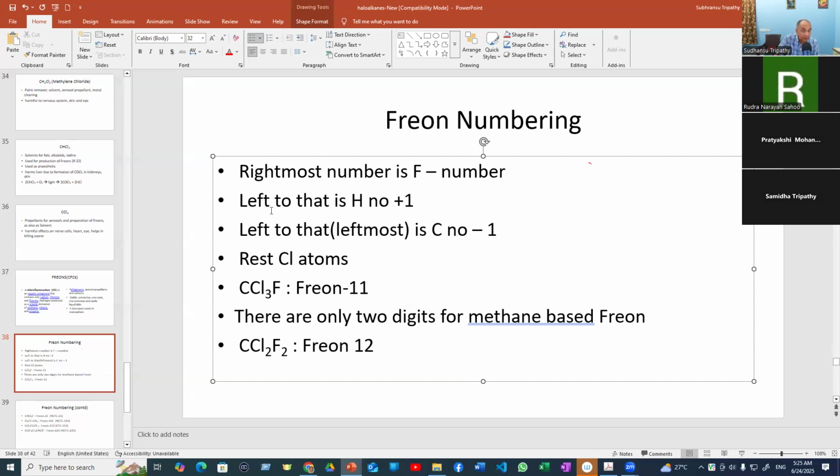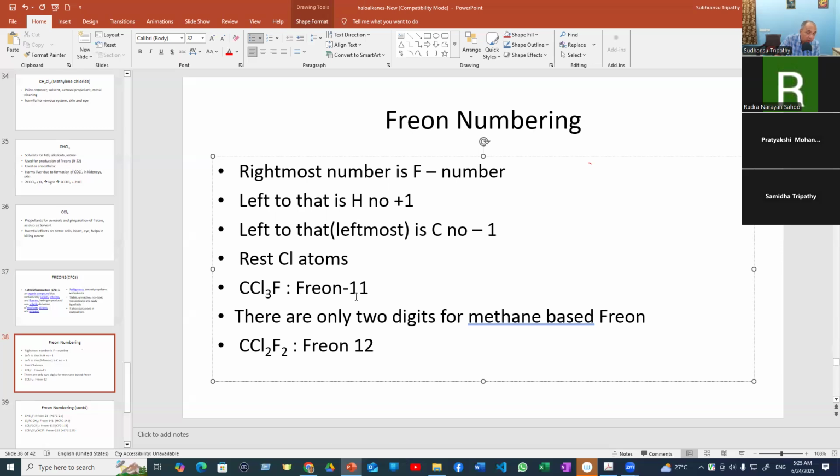Sorry, I'm so sorry. Left to that is the number of hydrogen plus 1. Number of hydrogen plus 1. And the leftmost, which I unfortunately told otherwise, the leftmost which is missing for methane-based chlorofluorocarbons, is the carbon number minus 1. So there are only two digits in methane-based freon.